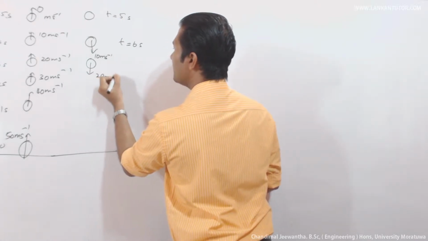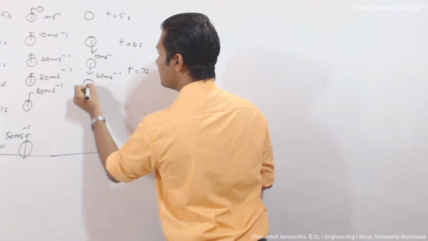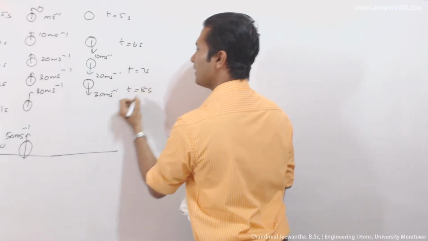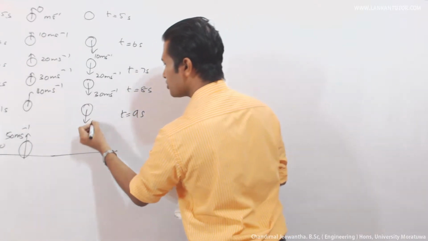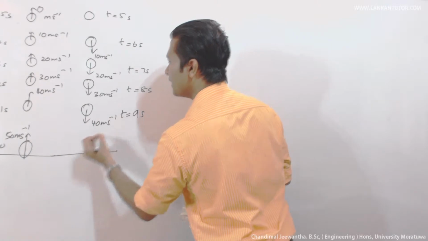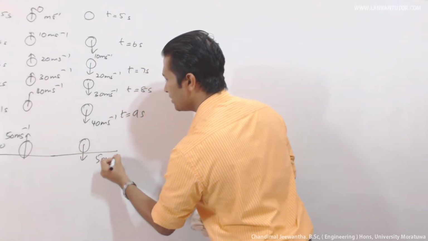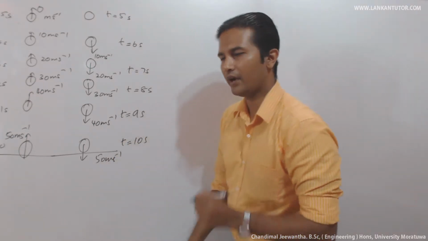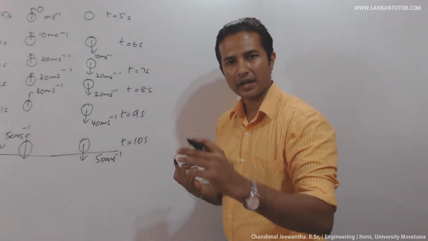When t equals 7, the velocity should be 20. When t equals 8, the velocity should be 30. When t equals 9, the velocity should be 40 meters per second. Then finally, it reaches the ground when t equals 10. This occurs when there is no air resistance.